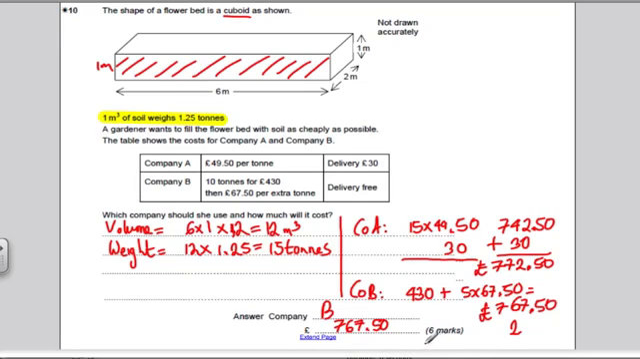That's very doable in the higher paper for 6 marks. If you work out your volume, then your weight, then work out the price for company A, the price for company B, write down which is cheaper and say how much it costs. That's 6 really quite straightforward marks. Okay, next question, as always, pause the video, have a go, and then watch the solutions and check you get the right answer.